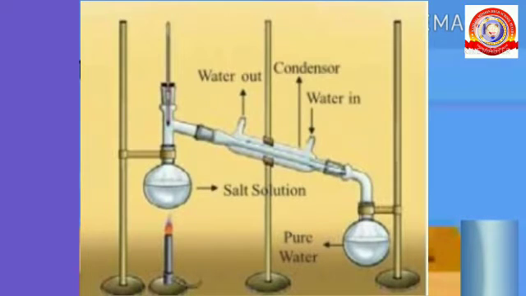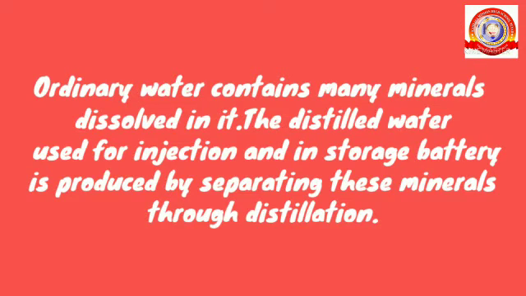We can see that the steam gets collected inside the beaker in the form of droplets of water. The steam condenses and rises in the beaker, and the salt remains in the retort. If the components of a mixture possess a large difference in their boiling points, they can be separated by distillation. Ordinary water contains many minerals dissolved in it. The distilled water used for injection and in storage batteries is produced by separating these minerals through distillation.